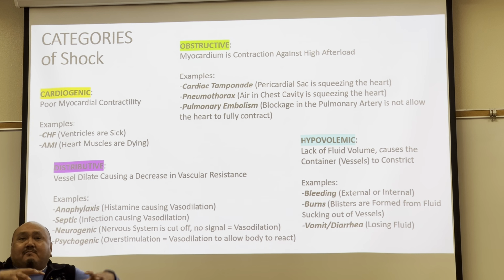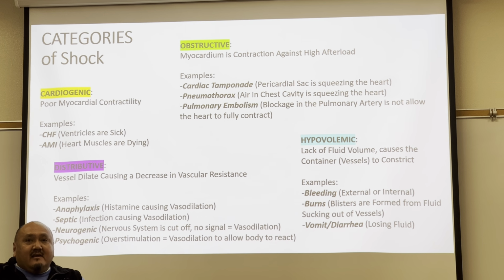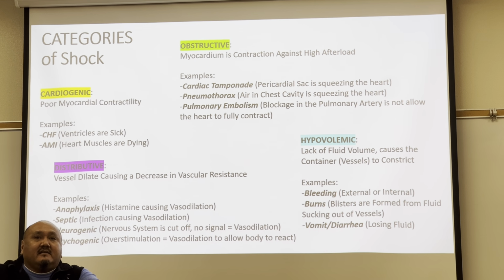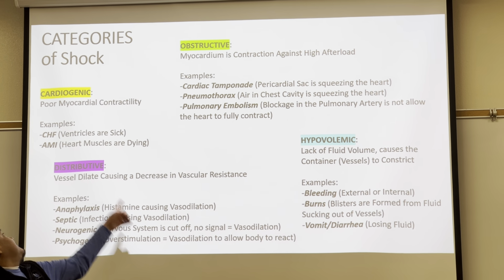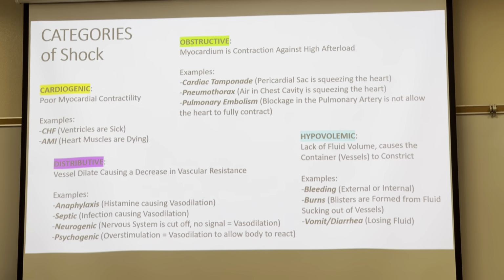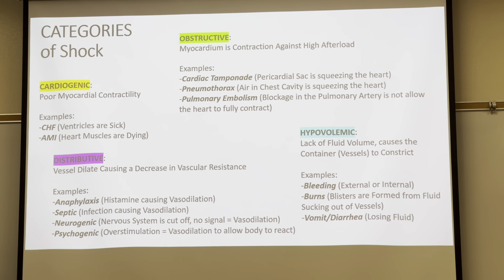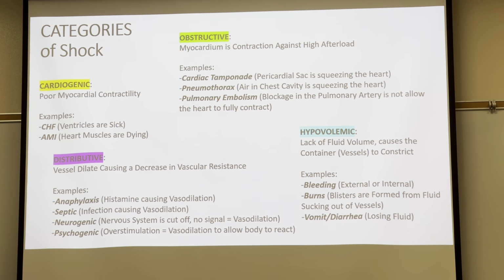What's in blood that the body needs? Okay? And that blood needs to get to those areas so that way the CO2 can be eliminated. But if blood's not getting there, CO2 is not being eliminated. That's the problem with cardiogenic shock. What are the types? Congestive heart failure. That's where the ventricles are basically sick. And acute myocardial infarction, that's where the heart muscle is beginning to die. Both of those would cause the heart to not work right, correct? That's cardiogenic shock. All right.